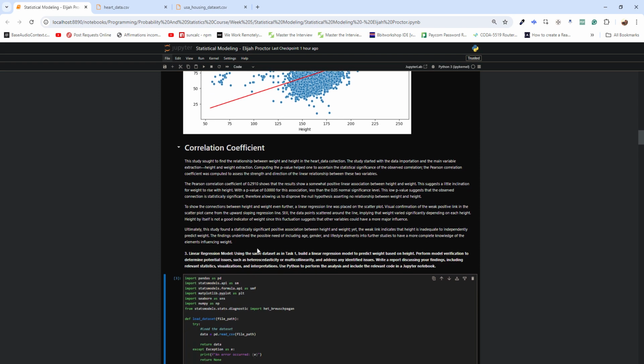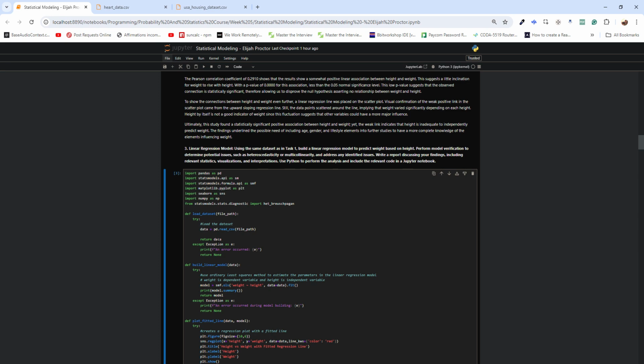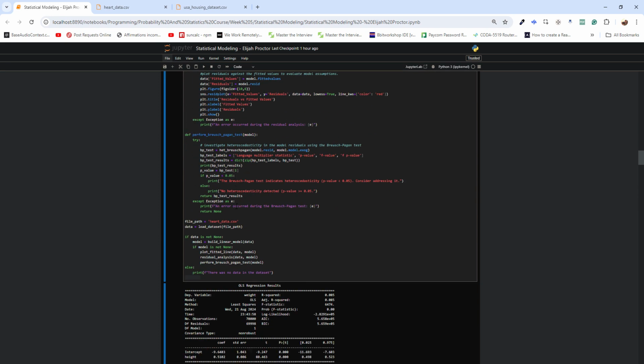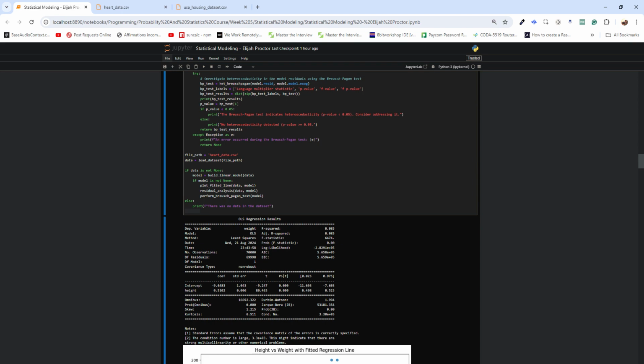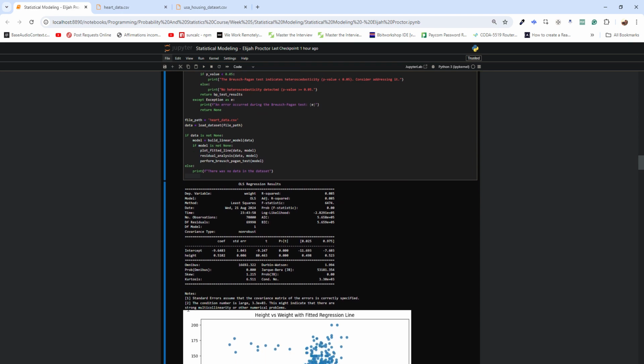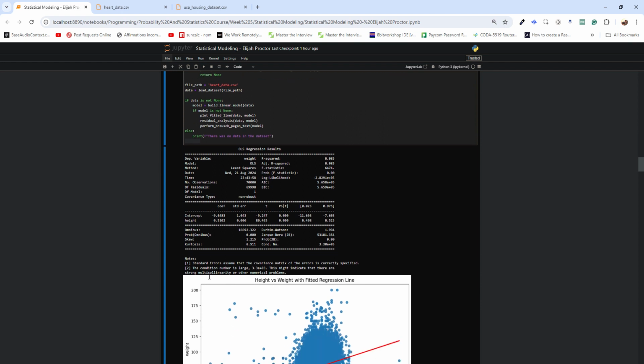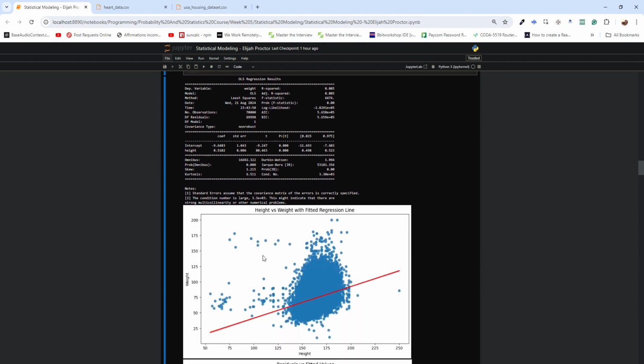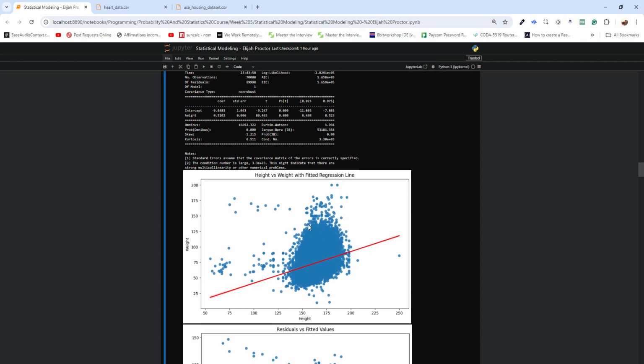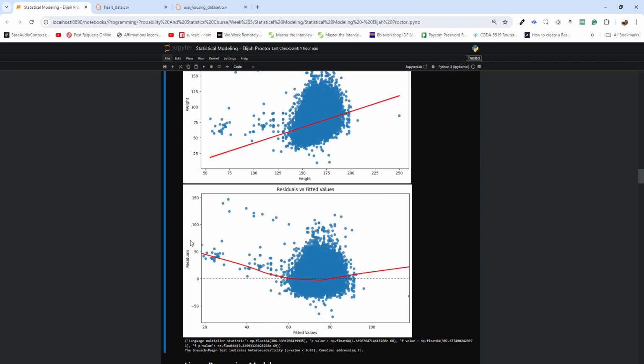Now let's talk about our linear regression model task, by first looking at what is outputted by our Python code. Our ordinary least squares regression results show that the r squared has a value of 0.085, and looking at our notes, the condition number is large, which indicates that there are strong multicollinearity or numerical problems. Our scatter plot, which shows our height versus weight with a fitted regression line, is displayed here. And then we also display our residuals versus our fitted values.